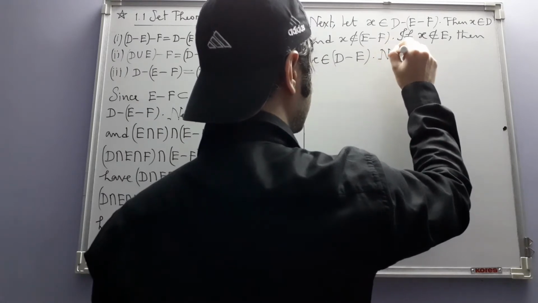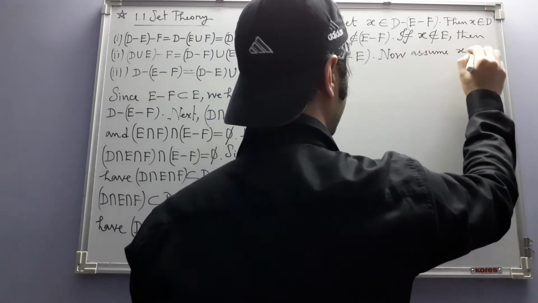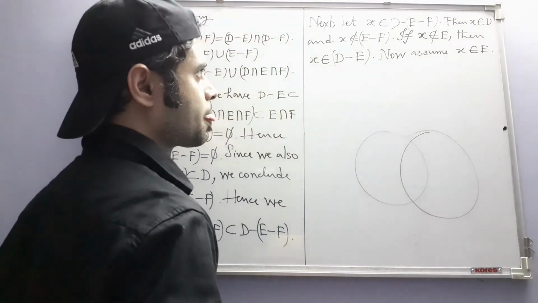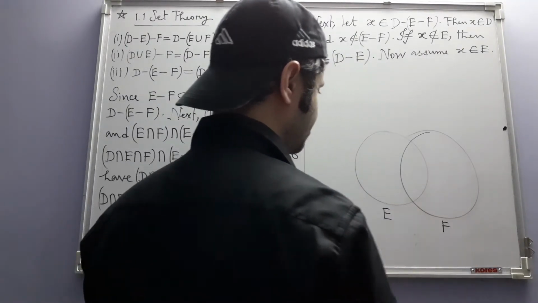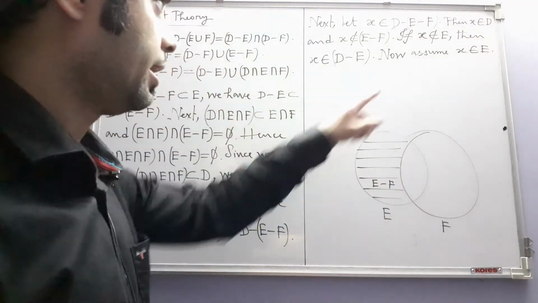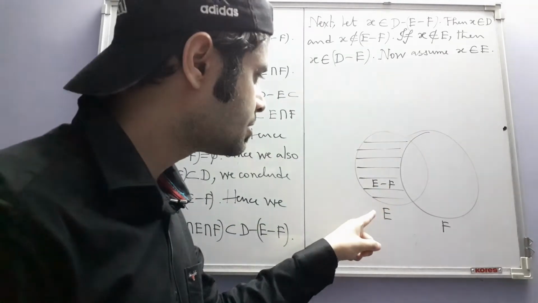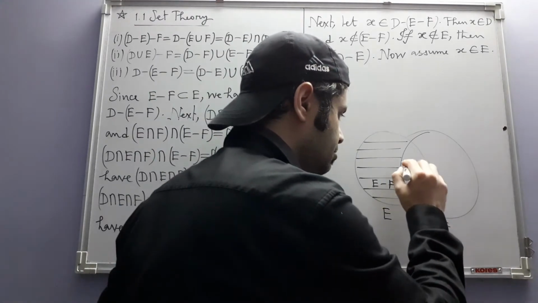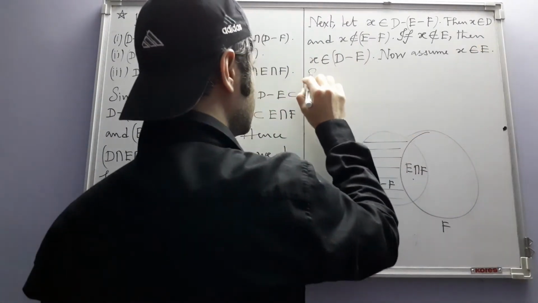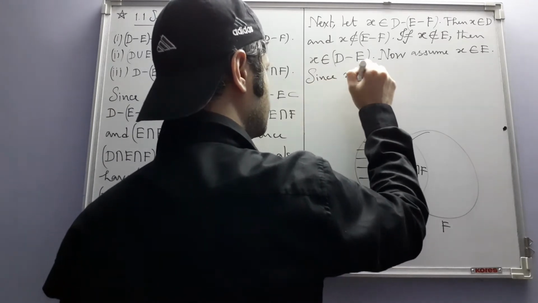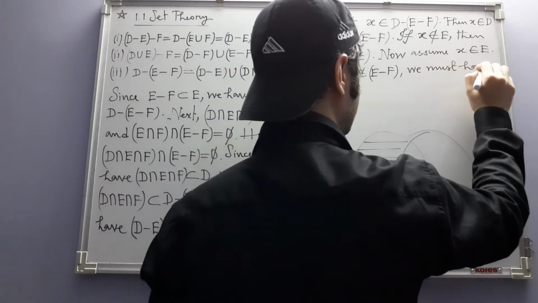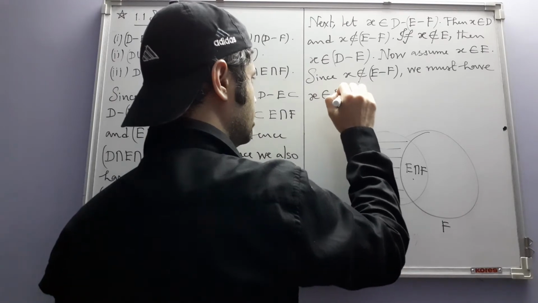Now assume X belongs to E. Now look at this. See, this is E, this is F. This much is E minus F. X is in E, okay, but X is not here. So that means X has to be in E intersection F, because there is no other place for X to go. Since X does not belong to E minus F, we must have E intersection F.